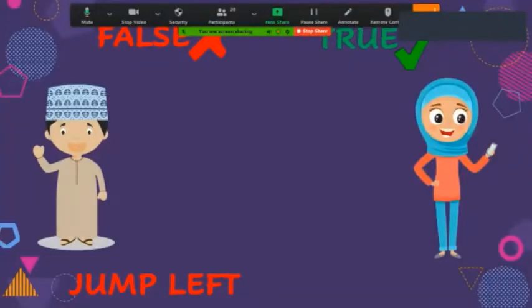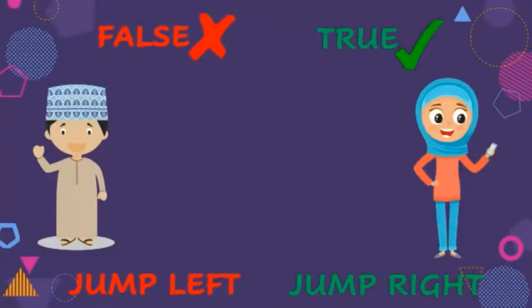Again, if it's false, you have to jump to the left. If it's true, you have to jump to the right. Are you ready, class? Each question has 10 seconds for you to answer. I'm going to give you 10 seconds to answer true or false, or jump left or right. Let's begin.